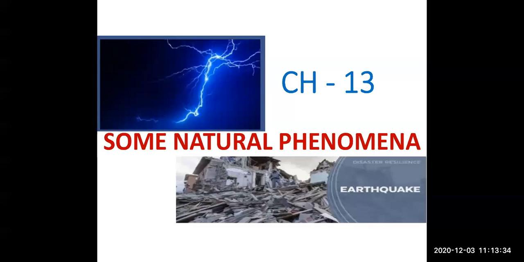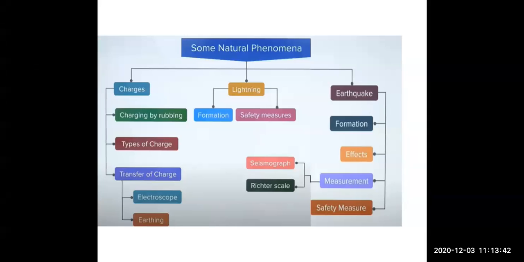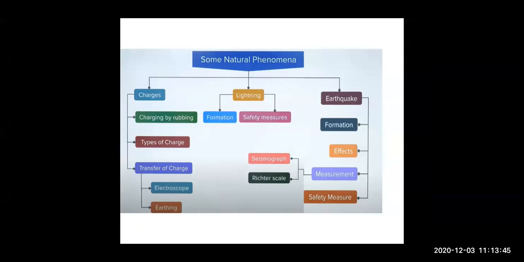So good morning children, this is 8th Science, chapter number 13, Some Natural Phenomena. In this chapter children, we are going to learn about charges, what are the types of charges. Then we are going to learn about how charges can be produced. Then we will talk about transfer of charges, how we can transfer charge from one body to another.